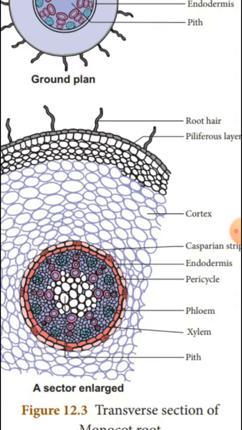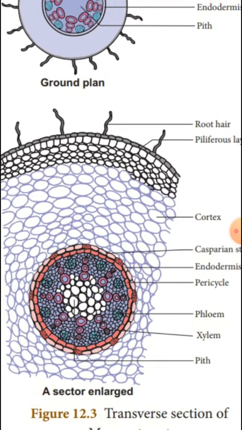Inner to this layer, there is a single layer made up of sclerenchymatous cells. It is the pericycle. This pericycle may be uniseriate in some monocots like maize, or sometimes it is multiseriate in monocots like Smilax. In monocots, cambium is not formed, and after the pericycle region, the vascular strand region is present.